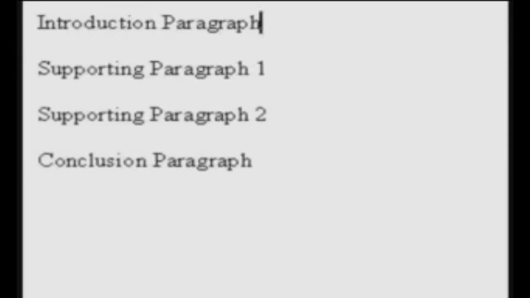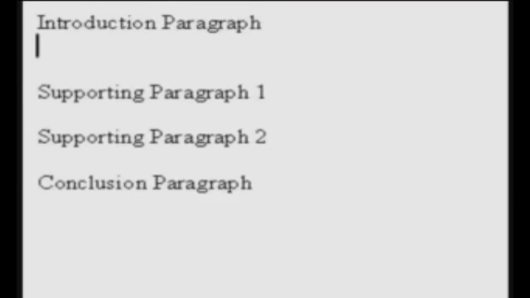So if we take these 4 paragraphs, now within each of these paragraphs there are specific sentences with specific jobs. So the introduction paragraph typically has 4 sentences, and it can be sometimes more and sometimes less, but we want to have 4 specific ideas in this introduction paragraph. The first sentence is a background statement, and this statement just gives some general information about the topic of our essay.